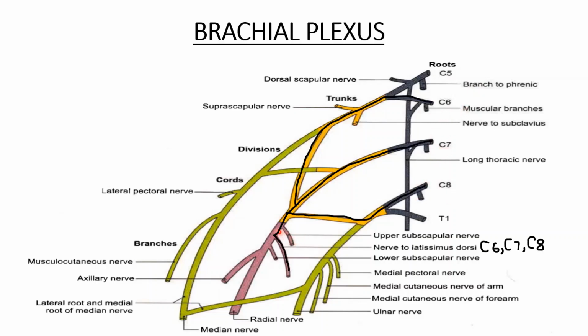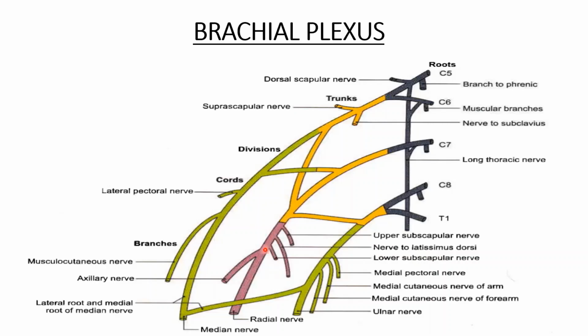Now, the upper subscapular nerve majorly supplies the muscle subscapularis. The nerve to latissimus dorsi will supply the very large muscle that is latissimus dorsi. The lower subscapular nerve will supplement the supply to subscapularis along with the upper subscapular nerve, but it also supplies the teres major muscle. The axillary nerve will supply a major muscle in the shoulder, that is the deltoid muscle, and along with that, it will supply the teres minor muscle.